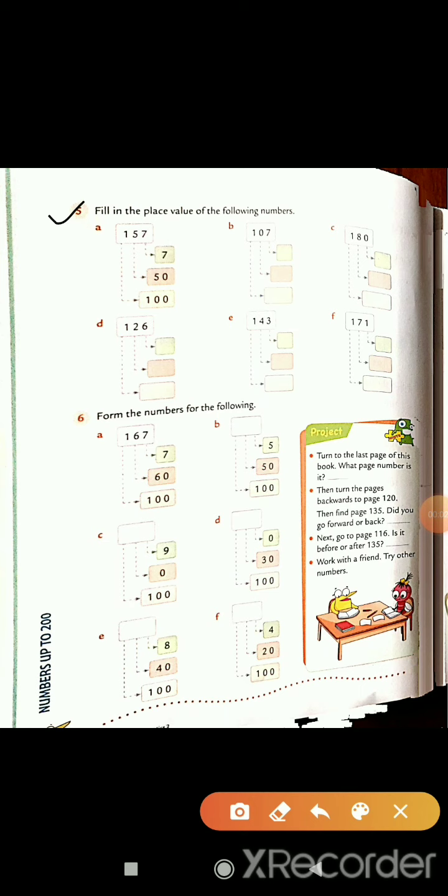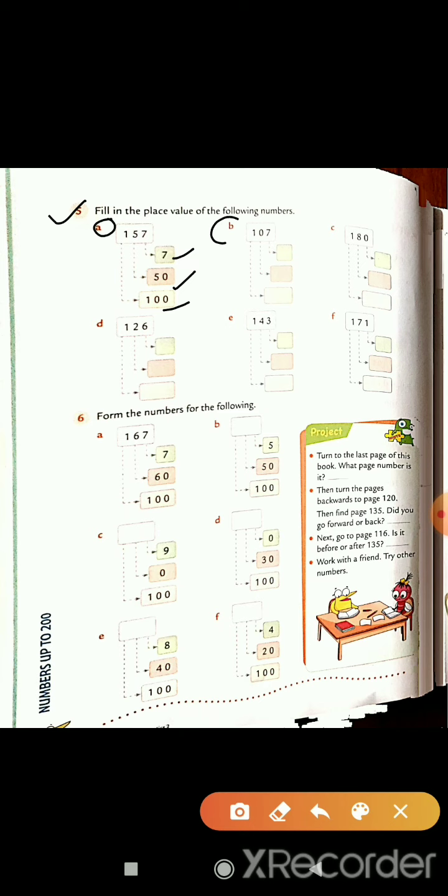Okay students, question number 5. Fill in the place value of the following numbers. Some numbers are given here and you have to find its place value. Let us start with question number A. The number is 157. 7, what is the place value of 7? As it is in the ones place, so its place value will be as it is, that is 7. 5, as it is at the tens place, so its place value will be 50. The place value of 1 will be 100 as it is in the place of hundreds.